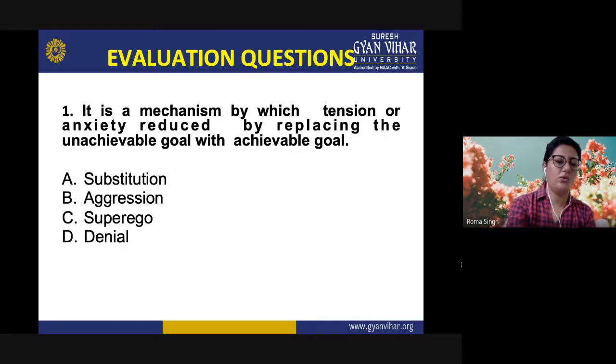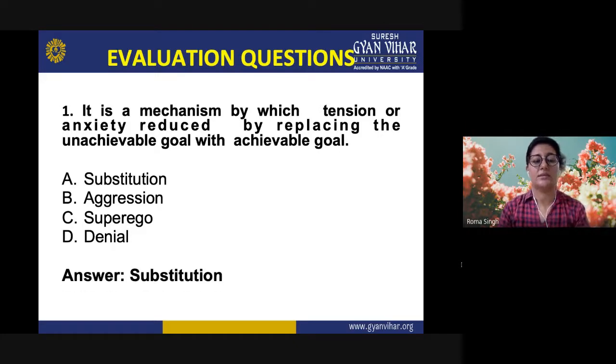So let us now discuss the evaluation questions. Question number 1 is, it is a mechanism by which tension or anxiety is reduced by replacing the unachievable goal with an achievable goal. So this we have discussed. The options are substitution, aggression, superego, or denial. So the correct answer is substitution.